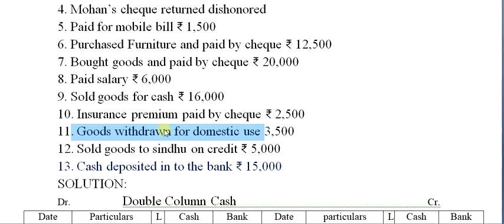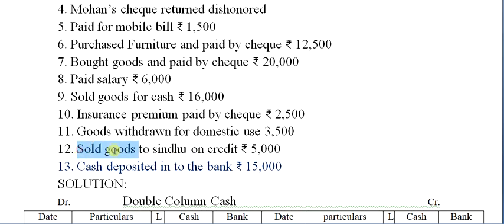Why are we ignoring this? Only the cash transactions can be recorded in the book called double column cash book. If he has withdrawn cash from bank or from the business itself, we can consider that transaction. But here, goods withdrawn for domestic use is given. So goods withdrawn cannot be considered. So ignore this point.